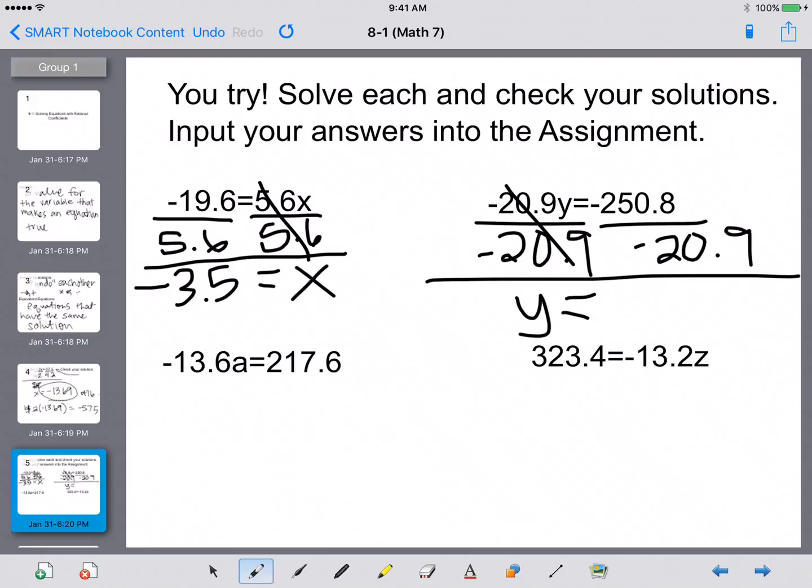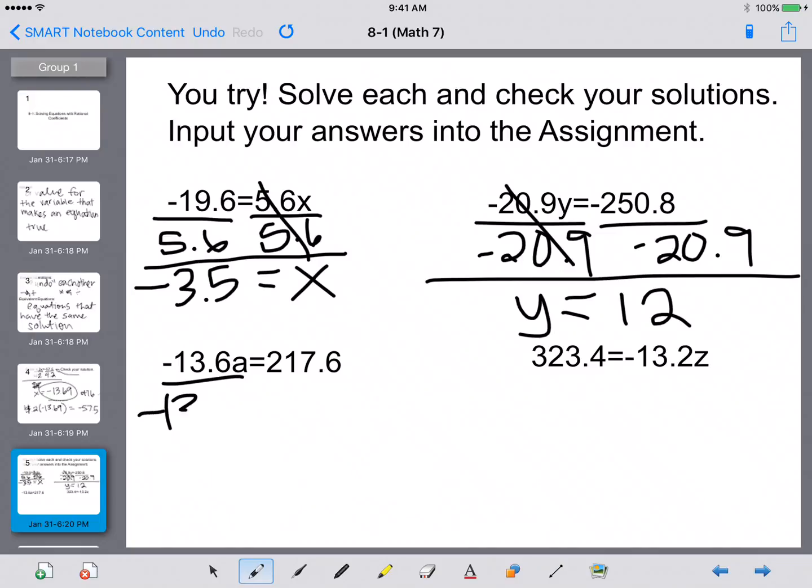Negative 250.8 divided by negative 20.9, and I'm just punching this into my calculator, gets me 12. To check my solution, I do 12 times negative 20.9 because I'm just plugging in that 12 for our y, and I get negative 250.8, so I know that I did that right.